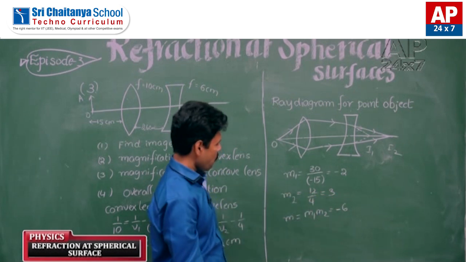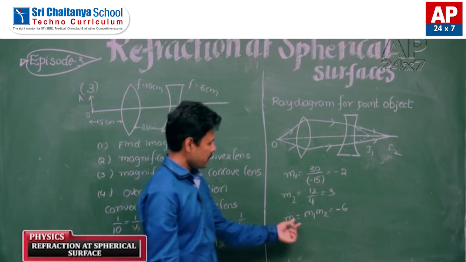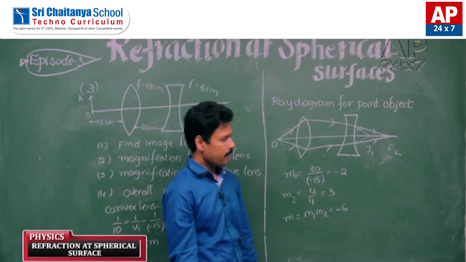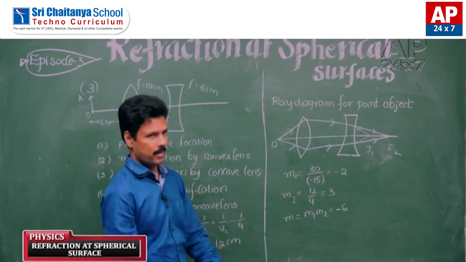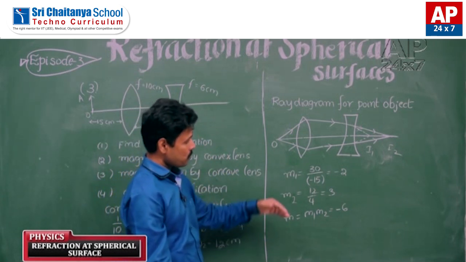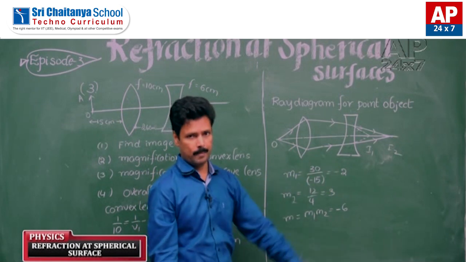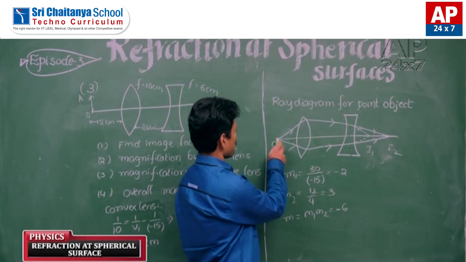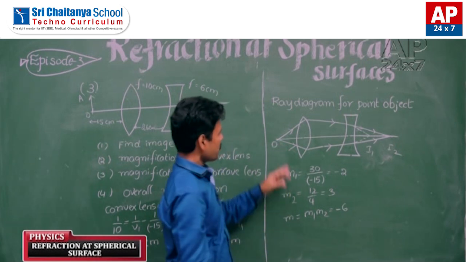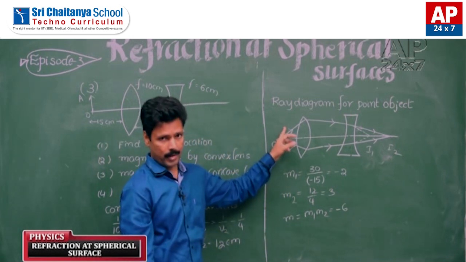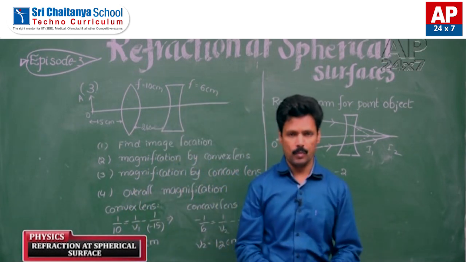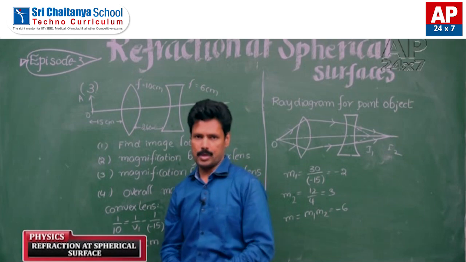So if we take overall magnification, it is m1 into m2, that is now minus 6. That means overall magnification is now minus 6, means 6 times magnified and it is inverted. But if you see in this diagram, we have taken only a point object. It is not for an object which is extended, right? So in this way, we can find magnification, we can trace the image location, right?